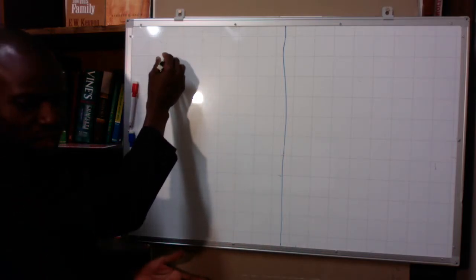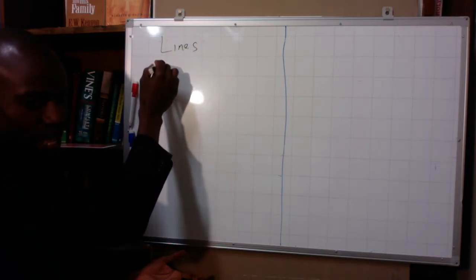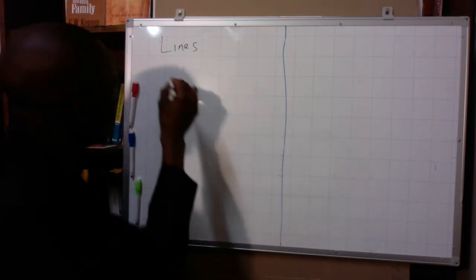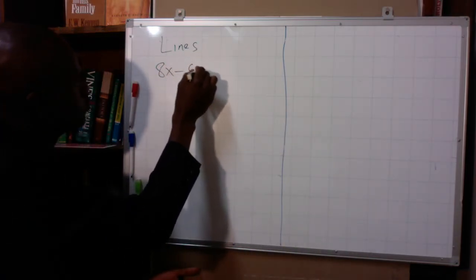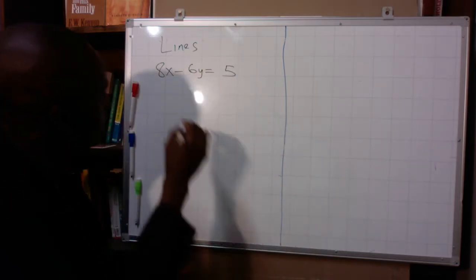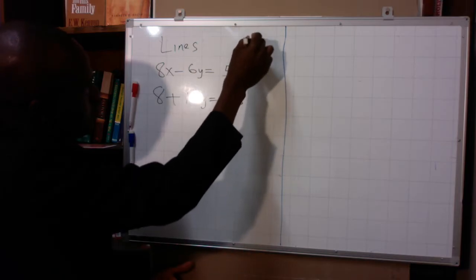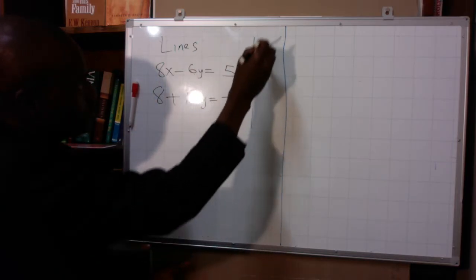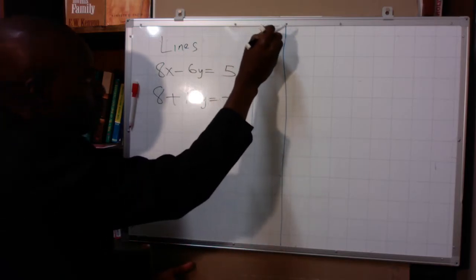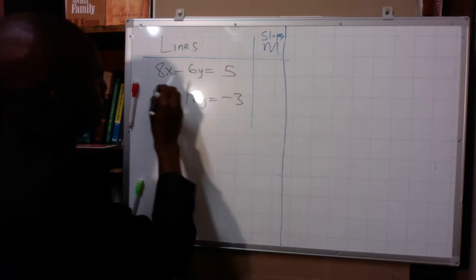The third question, without further ado, says to find the slopes of 2 lines. The lines are 8x minus 6y equal to 5. The second is 8x plus 12y equal to -3. And we are interested in finding the slopes. The slope is denoted by symbol m of these lines.